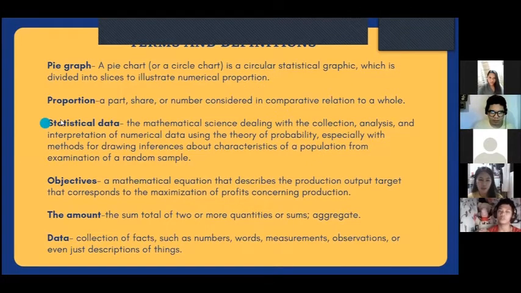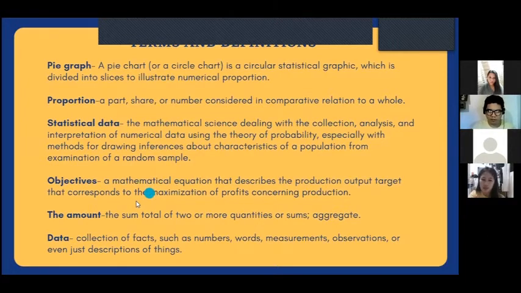Next is proportion, a part, share, or number considered in comparative relation to a whole. Statistical data, the mathematical science dealing with the collection, analysis, and interpretation of numerical data using the theory of probability, especially with methods for drawing inferences about characteristics of a population from examination of a random sample.